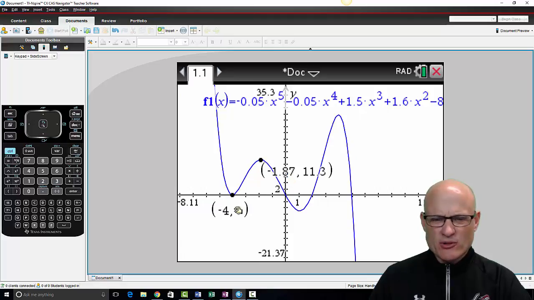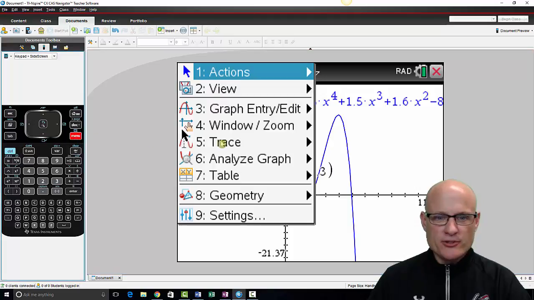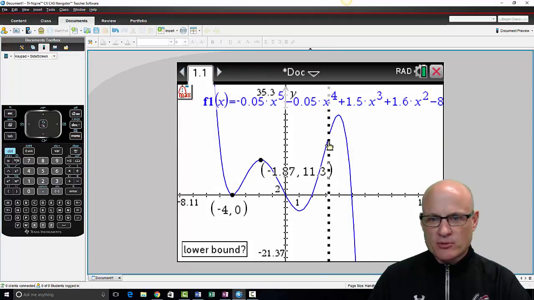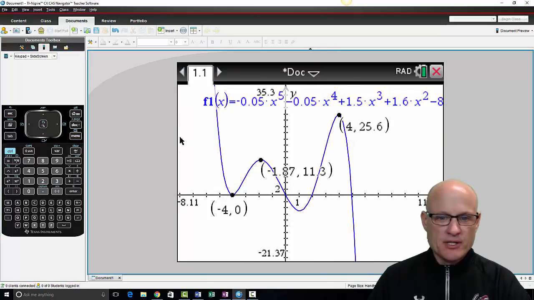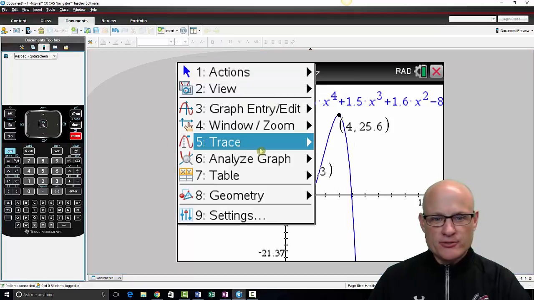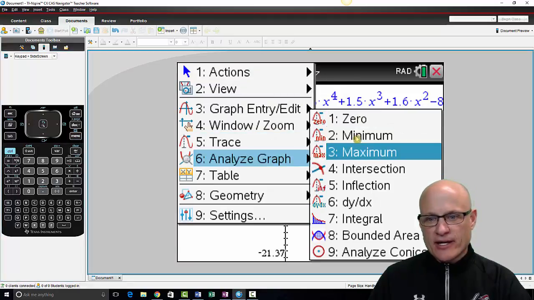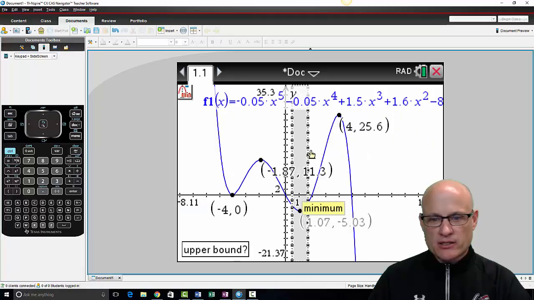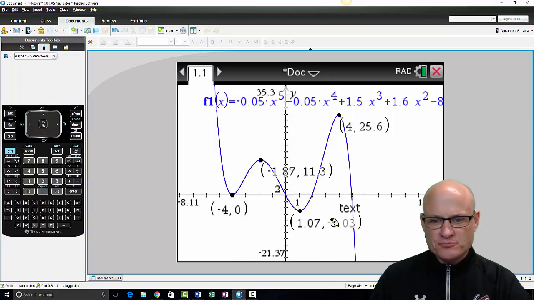Did I look for a 0 here? I guess I looked for a 0 here, but it's a minimum anyway. Let's go menu, analyze graph, maximum, click, click. There's another maximum. And we got one more minimum. Menu, analyze graph, and a minimum, click, click. All right, so I got them all. Let me finish with the other minimum.